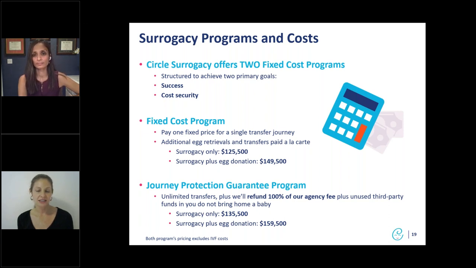The one thing to keep in mind is additional egg retrievals and transfers are paid a la carte if needed. But you can actually protect against that with the journey protection guarantee. The last section of this slide talks a little bit about this. For an extra $10,000 more in each of these programs, we will guarantee unlimited transfers, unlimited journeys until you bring home a baby. Otherwise, we'll refund 100% of our agency fees and any third party funds that were unused. So we're really excited to be able to offer this. It's very unique and it's something that really can help give you the peace of mind to know that we're going to stick with you until you get over the finish line.